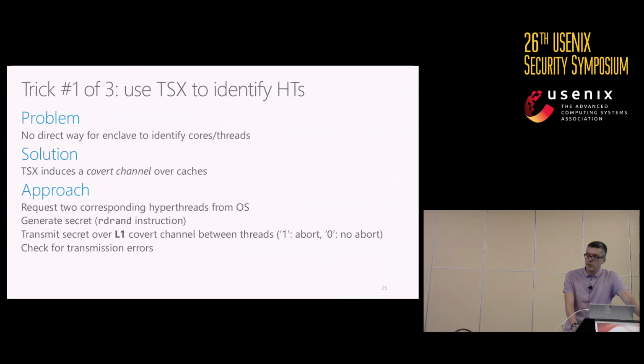And here's just one trick that we use to check the honesty of the operating system. The other tricks are in the paper. And this relates to what Craig presented this morning, so we are sort of exploiting the same side channel here. What we want is both hyperthreads of one core inside the enclave, right? But there's no way to check that directly. So what we do is use the covert channel that is introduced by TSX in order to detect if two threads are indeed sharing an L1. The threads choose a secret number inside the enclave using the RDRAND instruction, and then they transmit this number over the L1 cache using the TSX side channel that Craig described this morning. And this way you can figure out if two threads are indeed sharing an L1. And this is one of three tricks that we use to check that the OS is honoring our contract.